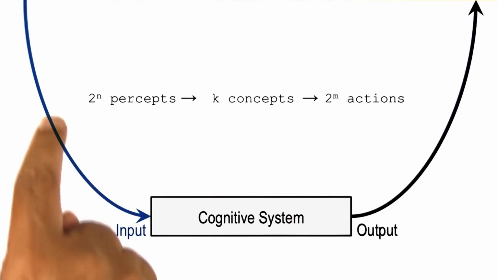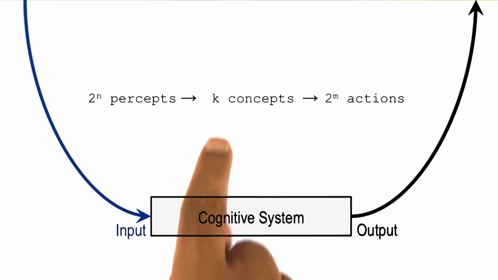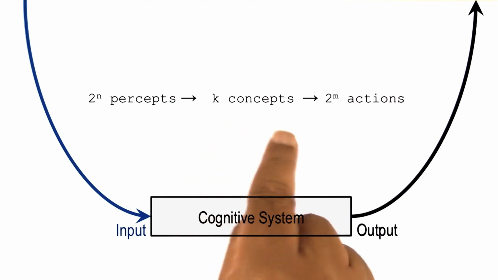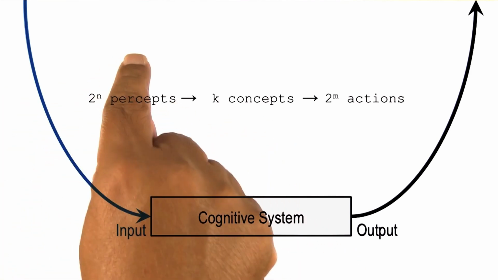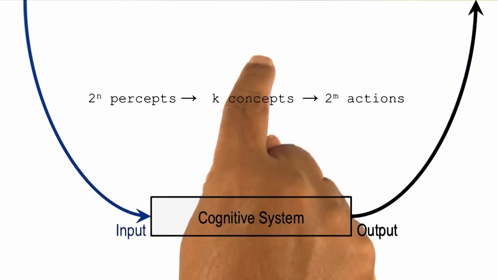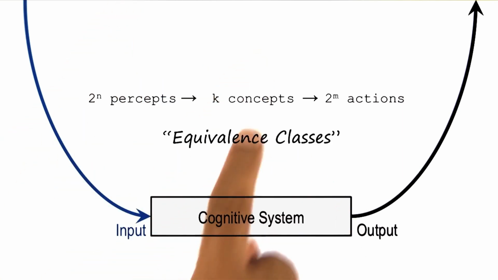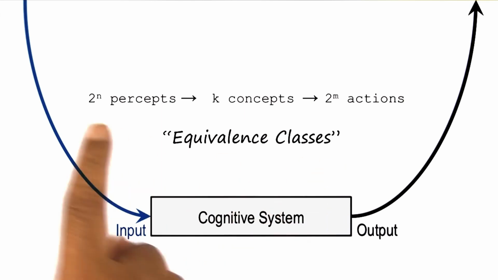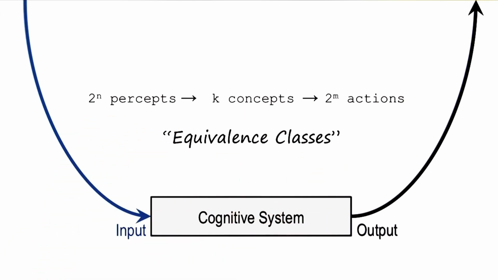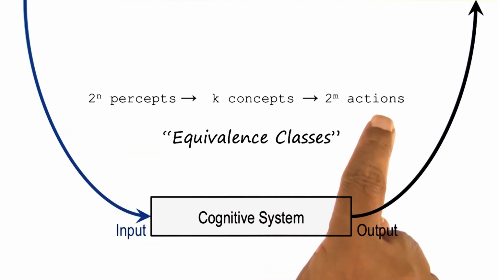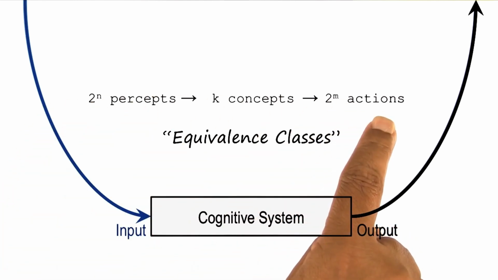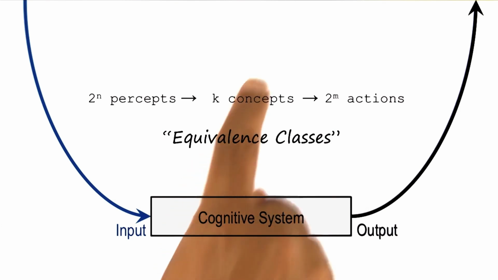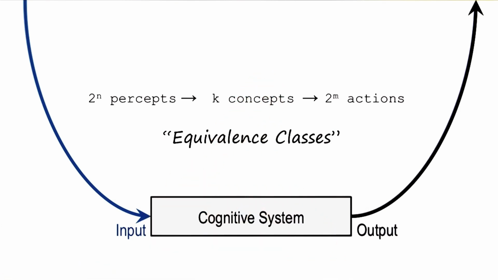Suppose that these 2 to the power n percepts could be mapped into k concepts, where each of these k concepts is an equivalence class for a large number of these combinations. So 2 to the power n may be very, very large, but k is a much smaller number. So these concepts are now equivalence classes of these percepts. Now, instead of indexing my actions on the combinations of percepts, I index my actions on the equivalence classes that I'll call concepts. And this happens all the time.